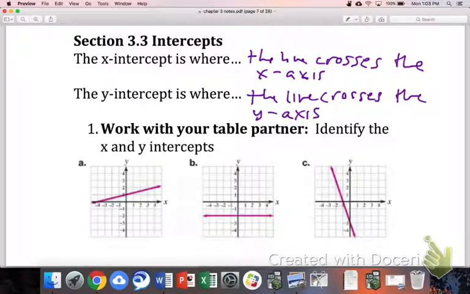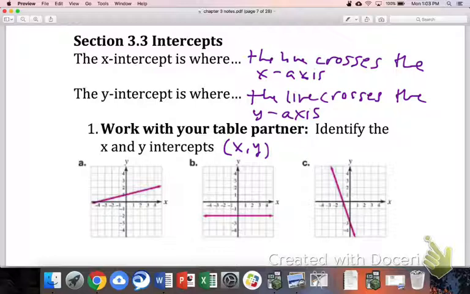And what I want you guys to do here now is work with your table partner, and I want you to identify the x and the y-intercepts. And in doing so, I want you guys to identify them by using x, comma, y. So please don't just say like the x-intercept is 10 or the y-intercept is -9. Say the x-intercept is 10, comma 0, right? And the y-intercept is 0, comma 9, or whatever it happens to be.